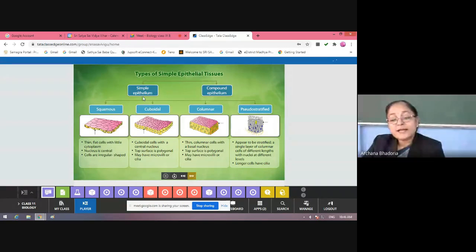So write it. They are classified on the basis of the shape of the cell. Simple epithelium are classified on the basis of the shape of the cell. Done everyone? Yes, ma'am. Name them quickly. Write quickly, 1, 2, 3, 4. First one squamous. Then second cuboidal. Third columnar, and the fourth one pseudostratified.